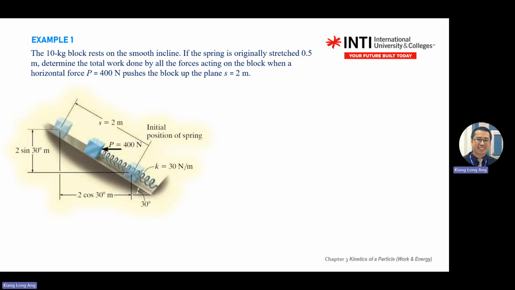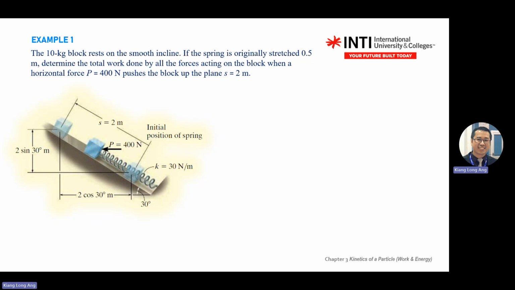No friction. So if the spring originally stretched 0.5, determine the total work done by all the forces acting on the block when a horizontal force of 400 Newton pushes the block up the plane 2 meters.